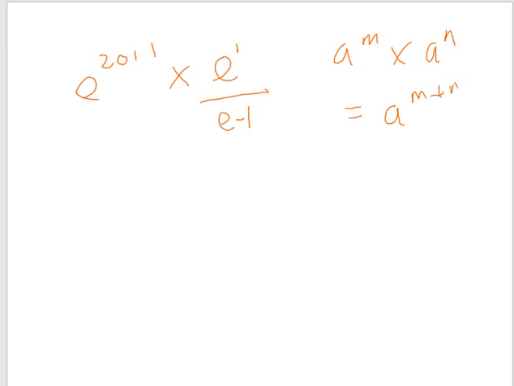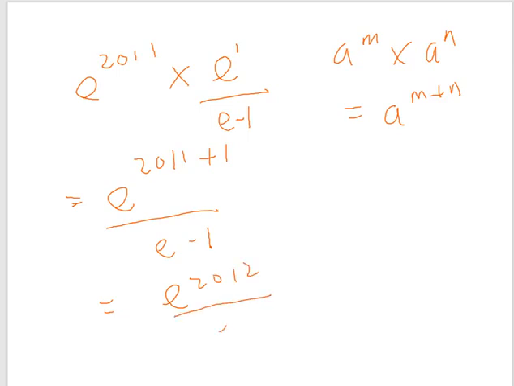e power 2011 times e over e minus 1, you take this e as e power 1. Then you use a^m times a^n equals a^(m+n). So that's why it's e power 2011 plus 1 over e minus 1. So it's e power 2012 over e minus 1. So that's the final answer.